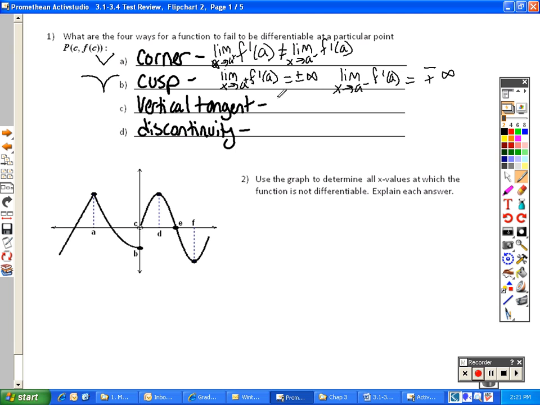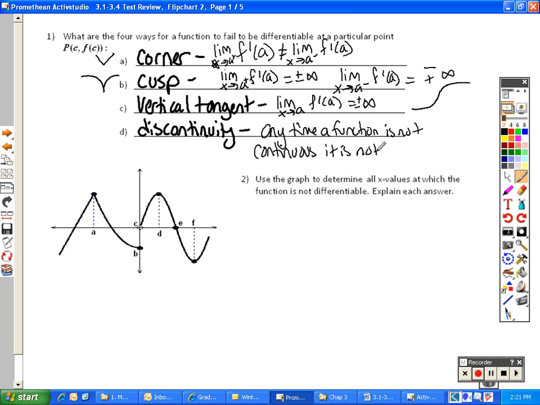Vertical tangent is when the limit as we approach the number from both sides, so I'm not specifying right or left here, of the slope is equal to infinity or negative infinity. Which means basically here I'm approaching a number, I'm going to go infinitely steep, and from the other side it is also infinitely steep. Discontinuity is basically any time a function is not continuous, it is not differentiable.